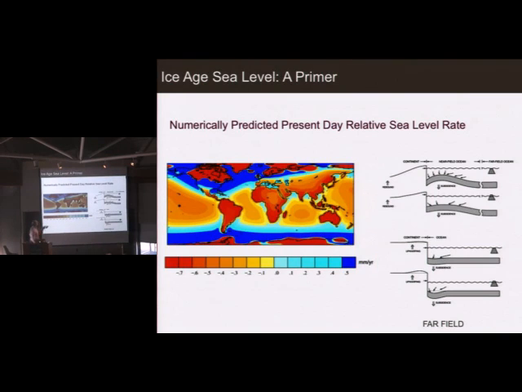But what about this far field area? What about this blue? Because I've spent a lot of my time working on sea level in what I would call the equatorial Pacific. Having been born in Australia, that's a bias.